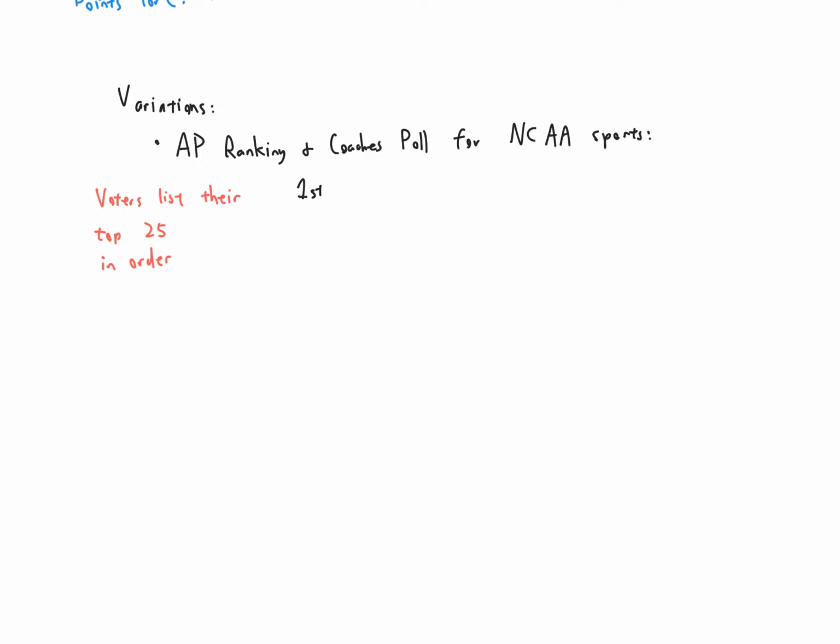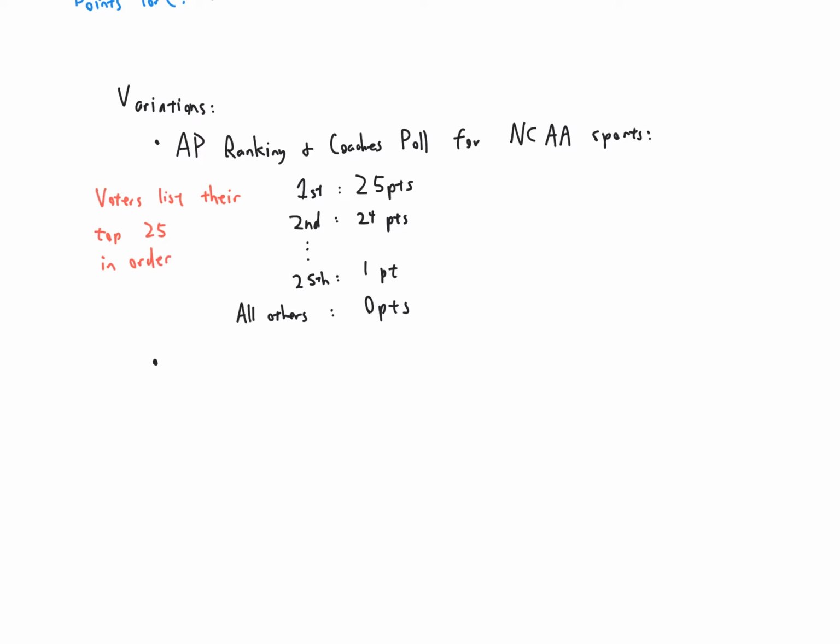Then the way the point system works is each voter's first choice is awarded 25 points. Each voter's second choice is awarded 24 points, etc. on down to the voter's 25th choice, which is awarded just 1 point, and then all of the others get no points from that ballot.